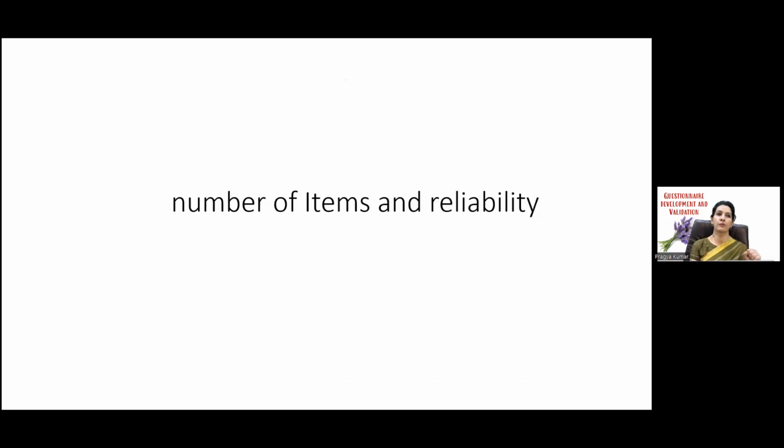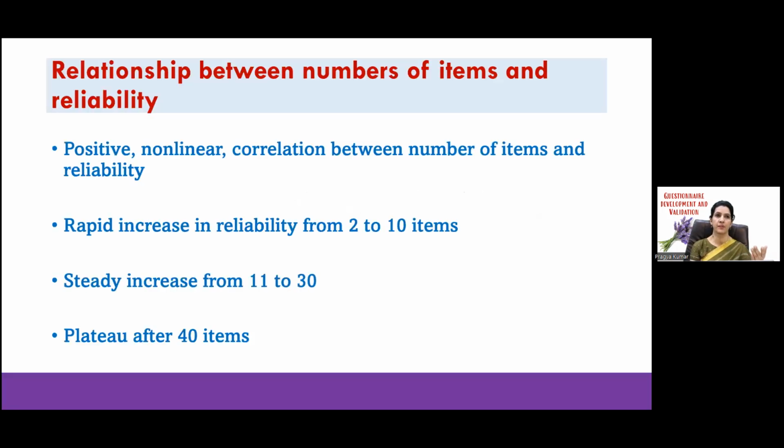Now coming to the number of items and reliability. It is always said that if you increase the number of items, the reliability of the scale in that population will increase. How that happens, we'll learn. There is a positive correlation between the number of items and the reliability, but it is not linear, it is non-linear.